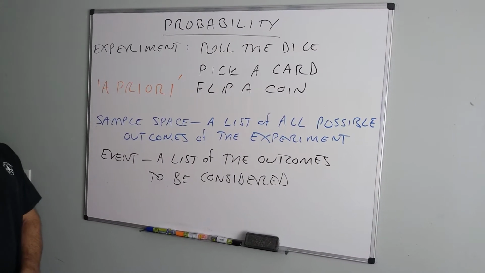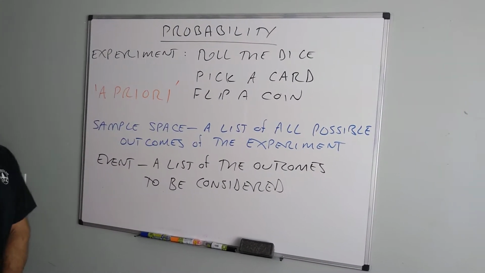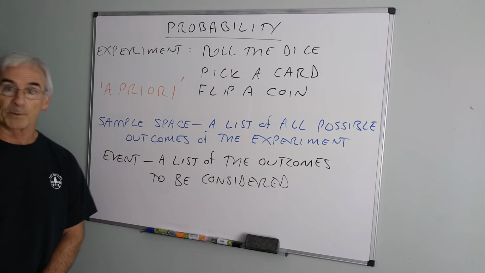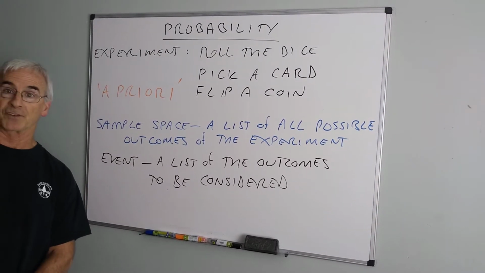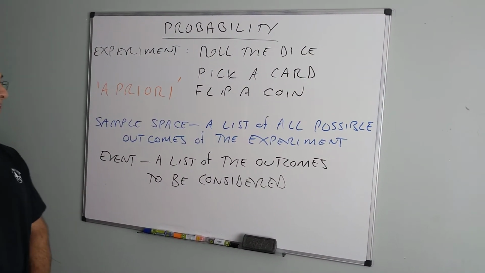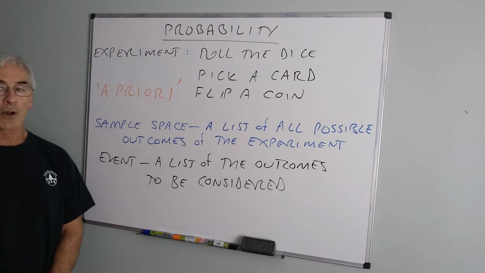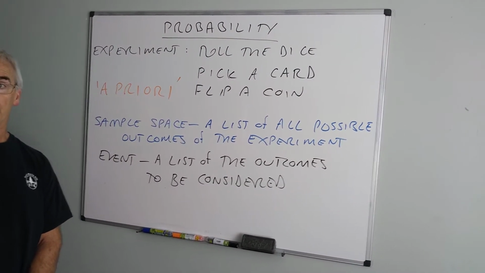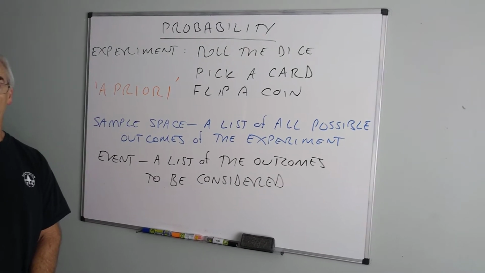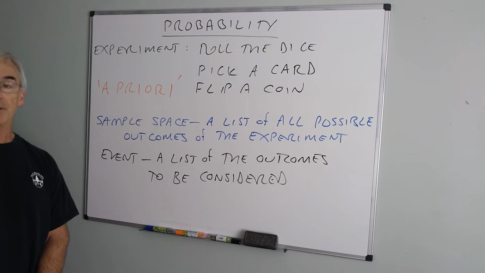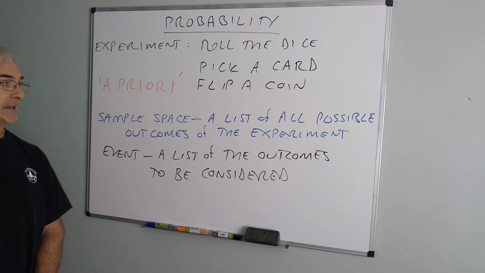So it might be something as simple as roll the dice and add the total. It might be pick a card or multiple cards from a well-shuffled deck of cards. It could be flip a coin or flip a coin several times and count the number of tails that occur. In each of these cases, we call this type of probability a priori, or probability where we have prior knowledge, where we already know the likelihood of an outcome. For example, if I flip a coin, I know it's equally likely to land heads or tails.